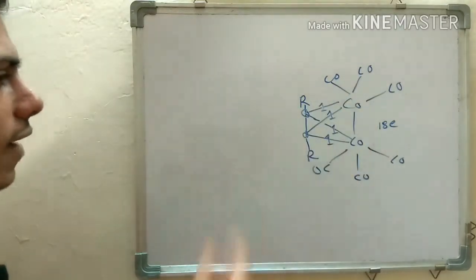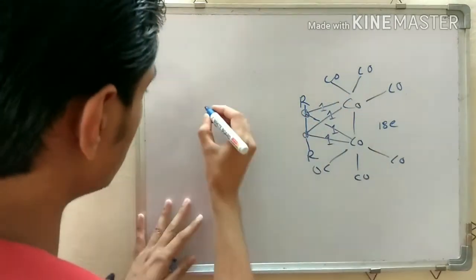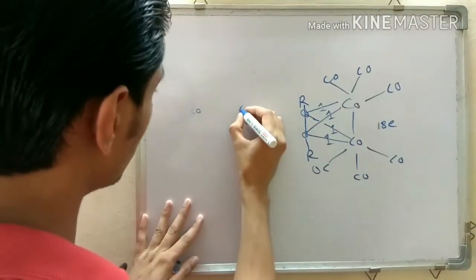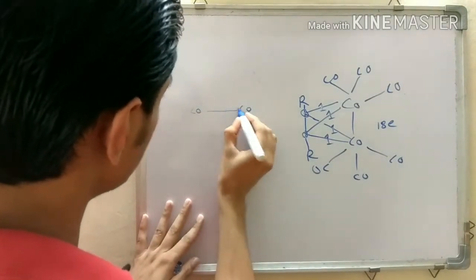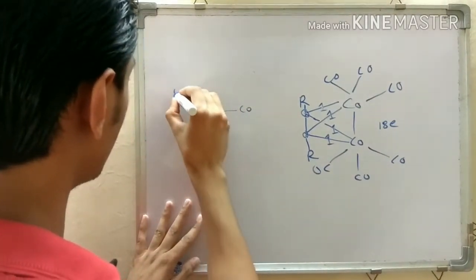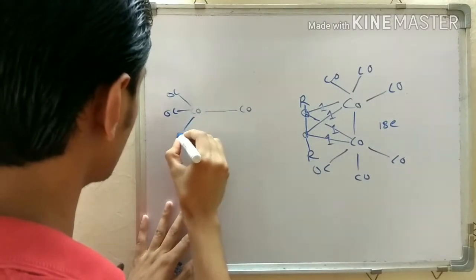Now you can write this particular complex in a more simplified way like this. This is your cobalt-cobalt bond, and you have these three ligands over here.